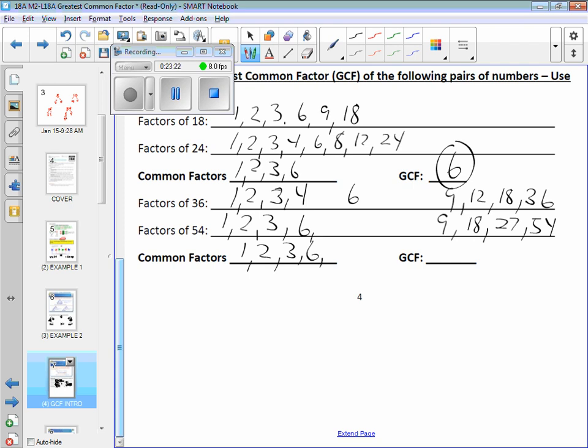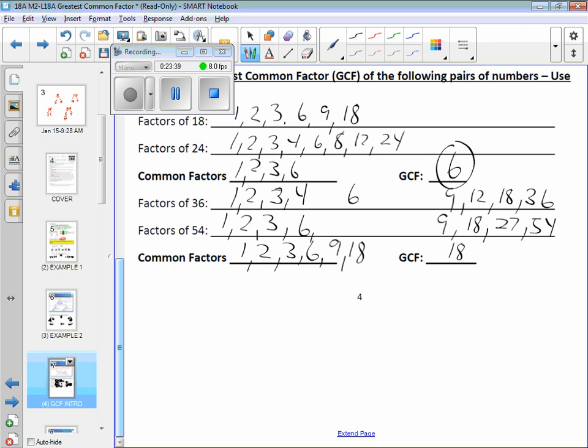What do you see in both? I said 9 before. Any after 18? No. What's the greatest? 18. GCF is 18. That's using the pairs method.